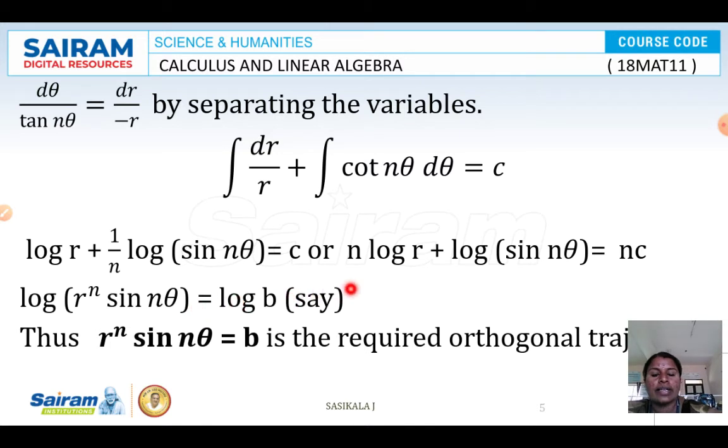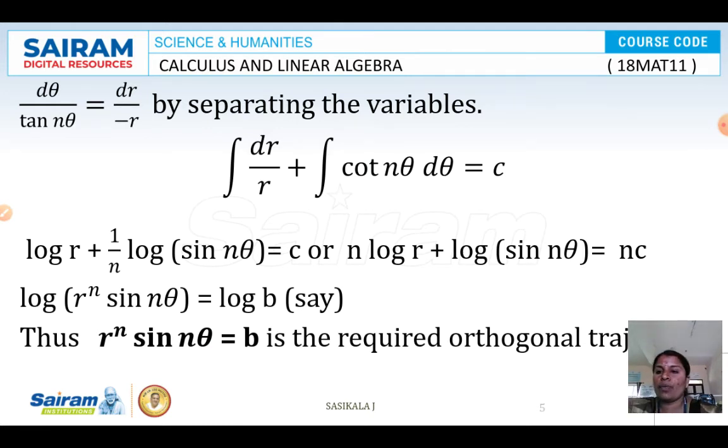So what is that? Again the power rule and the product rule. So log r power n, first term, log a plus log b is log of a into b, so r power n into sin n theta is equal to log b. I am going to consider nc in terms of log, because I am going to simplify both sides in terms of log, meaning I can easily simplify. For that reason we are considering nc as log b. Now the log will get cancelled on both sides. R power n sin n theta is equal to b, which is the required orthogonal trajectories.